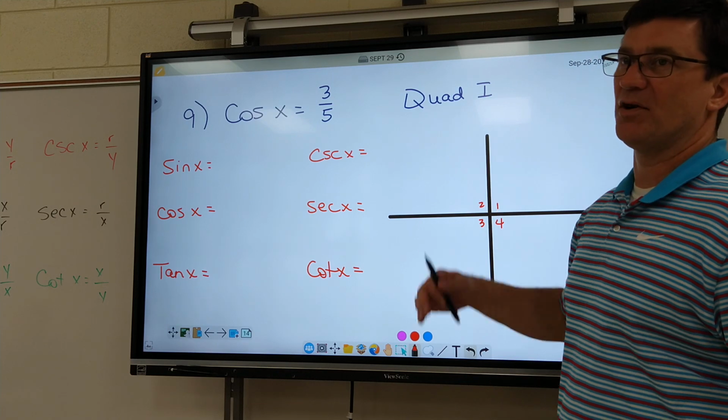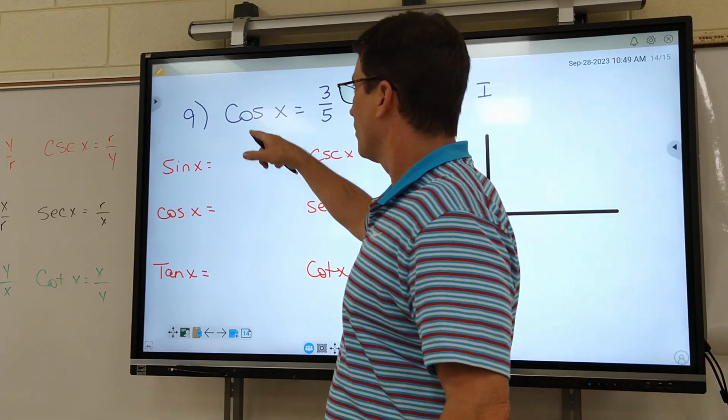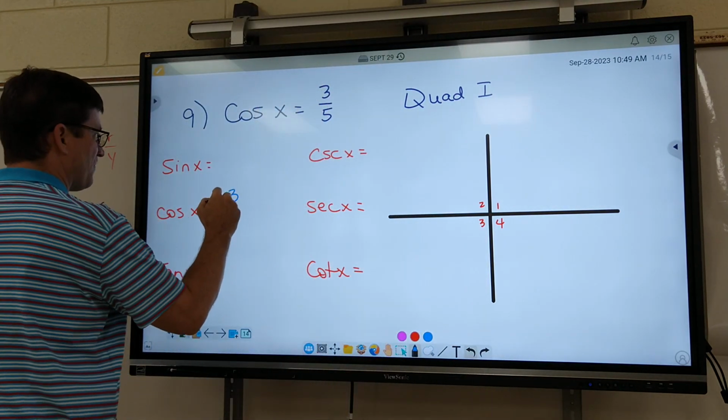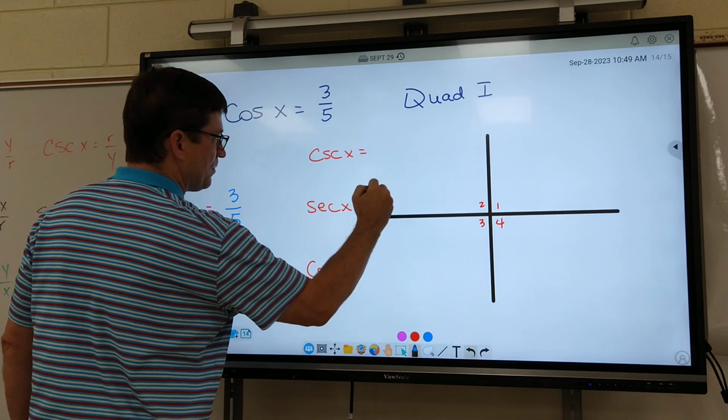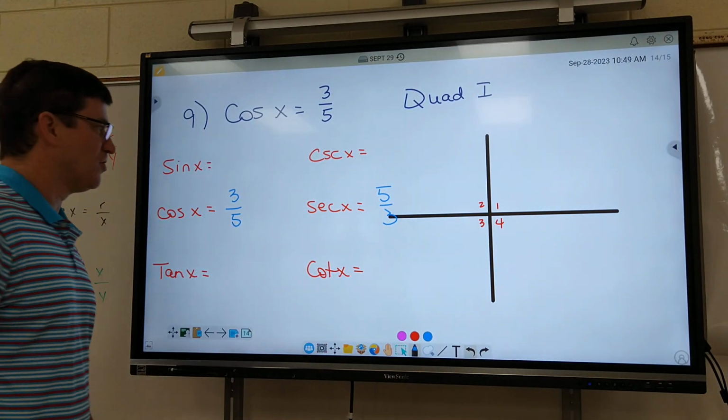All right, the good thing about number 9 is they are already giving us the answer for cosine. They're saying cosine is 3/5. So I can put 3 over 5 right here. I can flip it and put 5 over 3 right there. Go ahead and write those in. They're giving you those two.